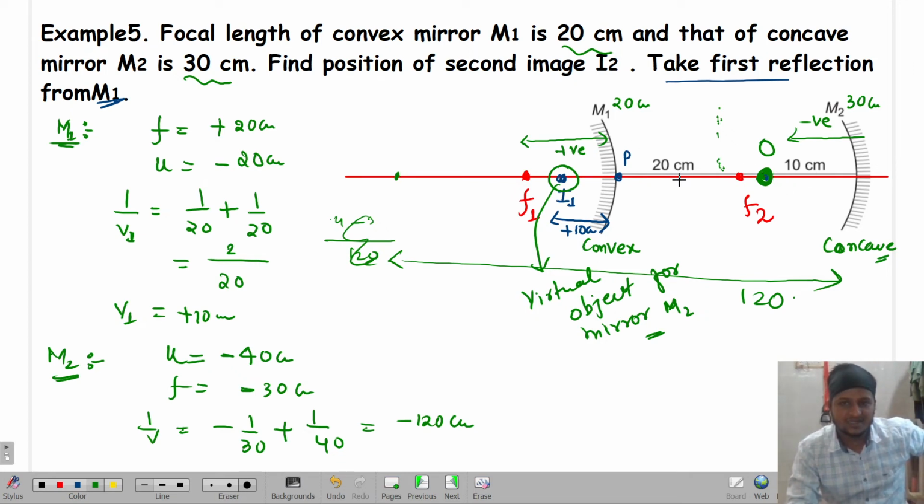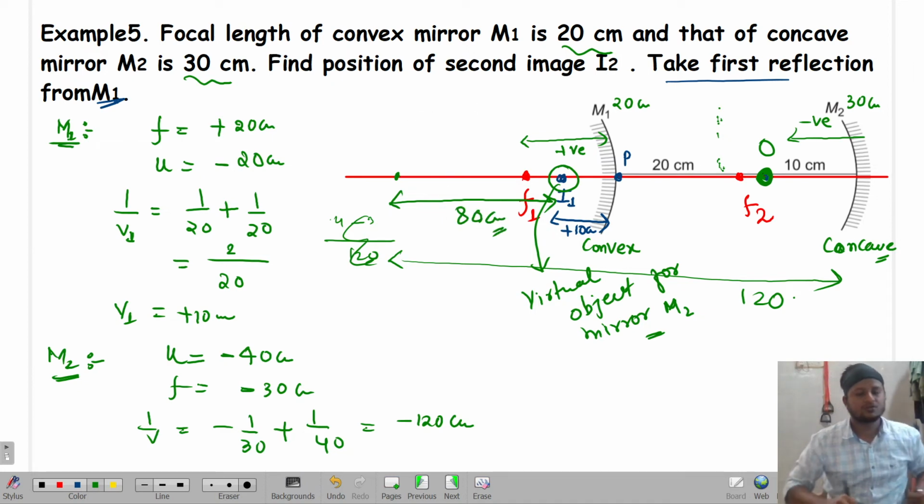120 minus 30 centimeter. Yes or no? So 120 minus 30 is how much? 90 centimeter from M1. And if I say what is the distance between I2 and I1, it is going to be total 80 centimeter. 80 centimeter. Understood or not?